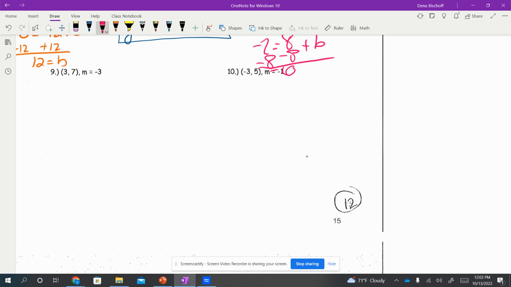Is your slope -9 or is your slope -3? Yeah, this should be y equals. So you don't plug the point back in. Y equals negative 3x plus 16.